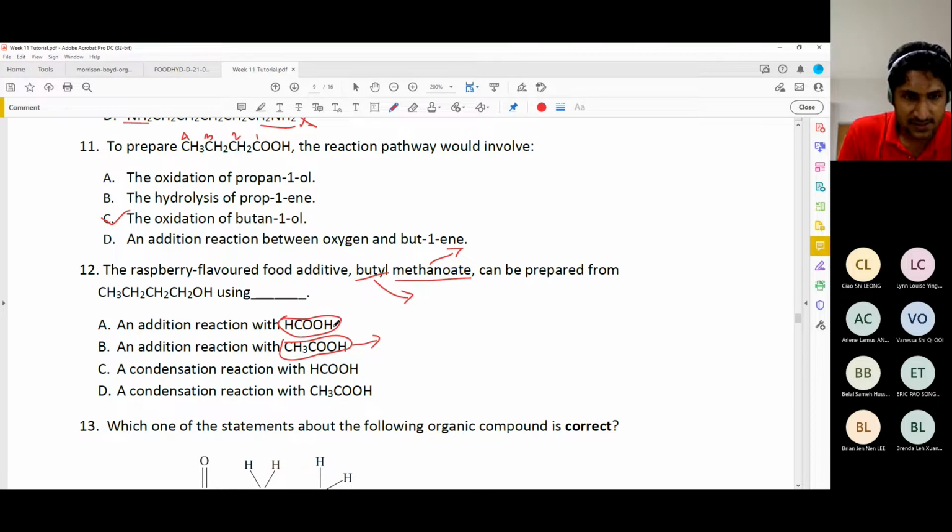So for this COOH, it has only one carbon here. But for ethanoic acid, there are two carbons already. So this is a condensation reaction with methanoic acid. This is the correct answer.